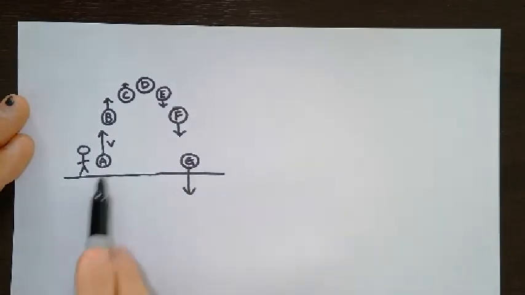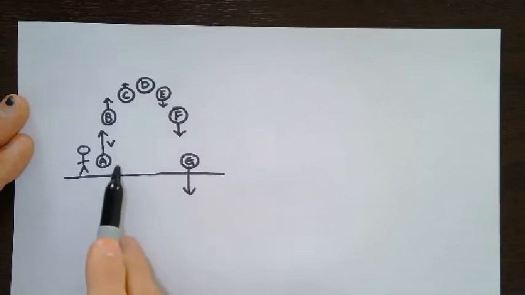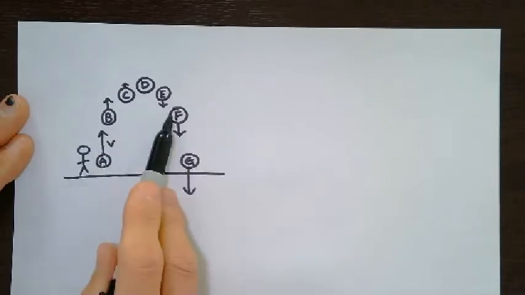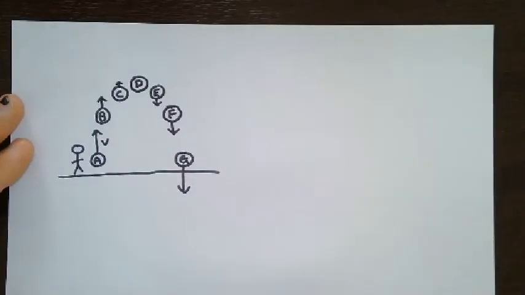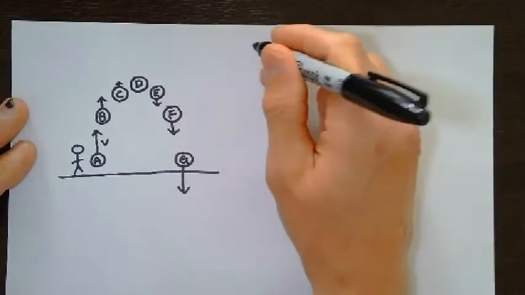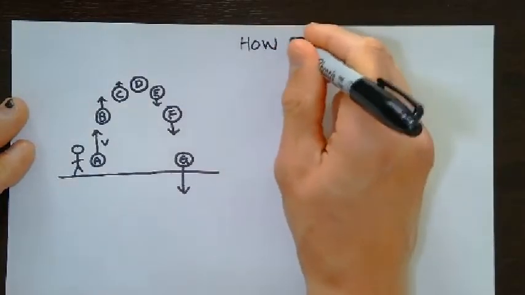Now, we haven't really proven that these heights are the same, that A and G are the same, that B and F are the same, etc. But we'll show that later on. So what we want to do now is answer this question, how fast?